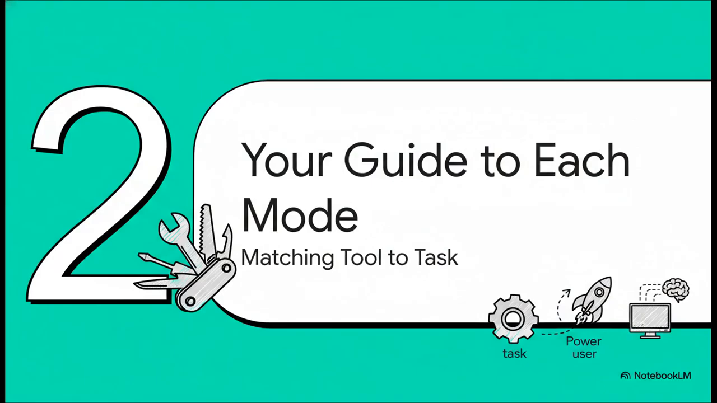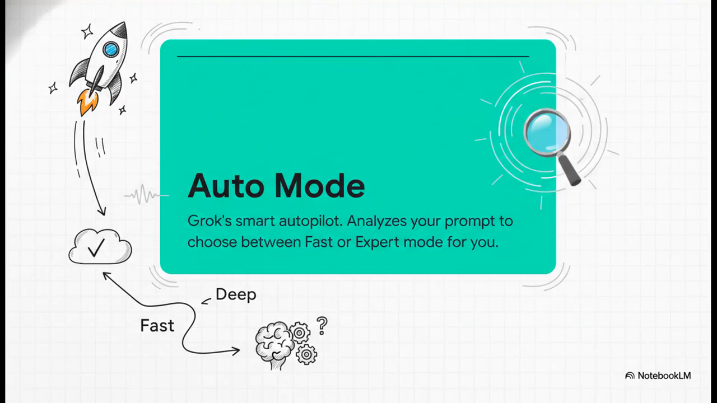All right, this is where the magic happens. We're getting to the core of it all, matching the right tool to the right task. This is the part that takes you from being a casual user to a real power user. So first up is auto mode. You can think of this as Grok trying to be smart for you. It looks at your prompt and basically tries to guess, hey, does this person need a quick snappy answer or do they need me to do some heavy lifting?